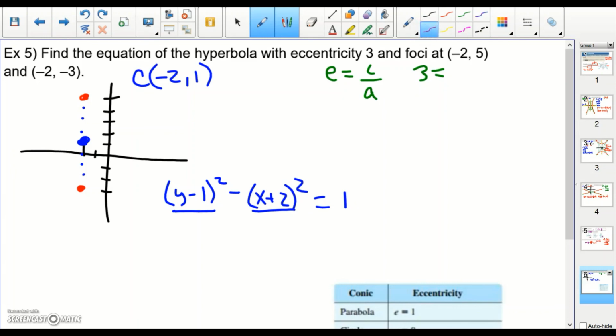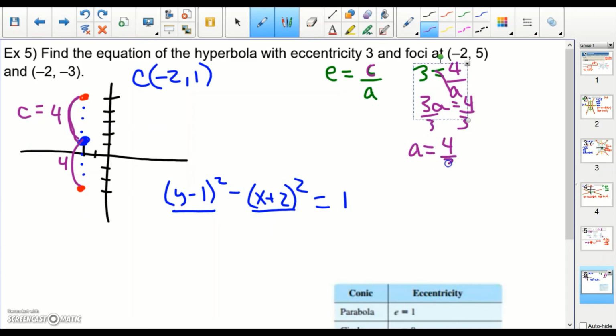Well, in this picture that I've drawn, you can see that that distance is 4, and that's your c value. The c value is the distance from the center to the focus, so 4 in either direction. So I know the c value is 4. So I can come over here to my formula, and I should be able to find the a value. Cross multiply to get that variable off the bottom. 3a equals 4, divide by 3, a equals 4/3.